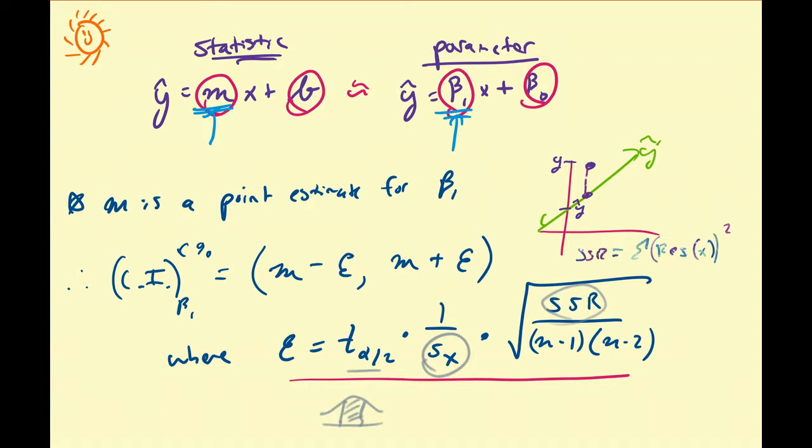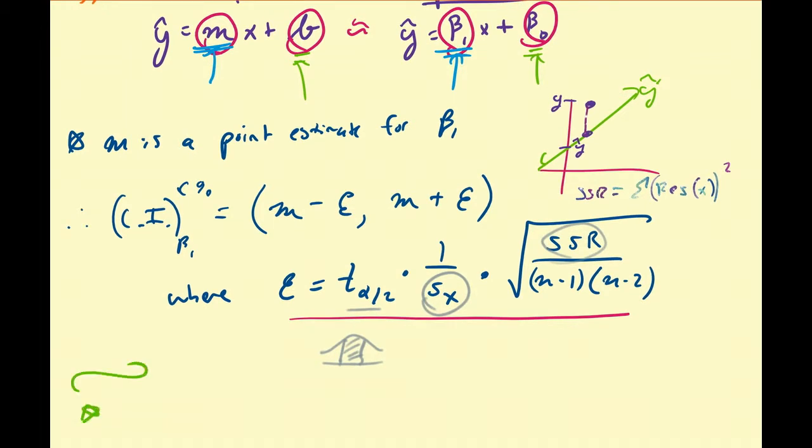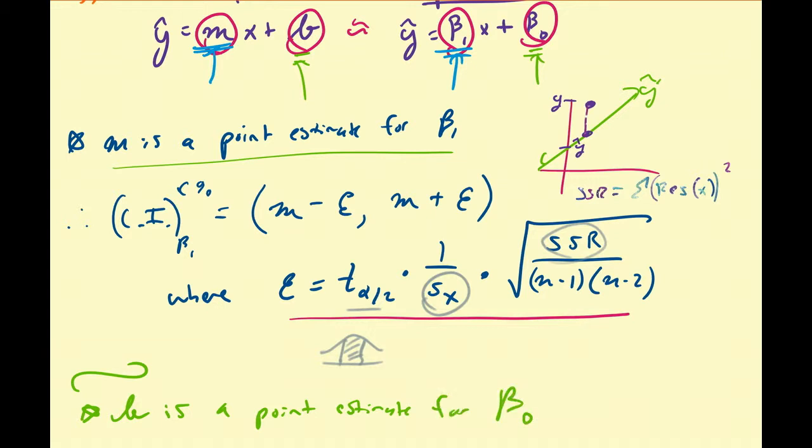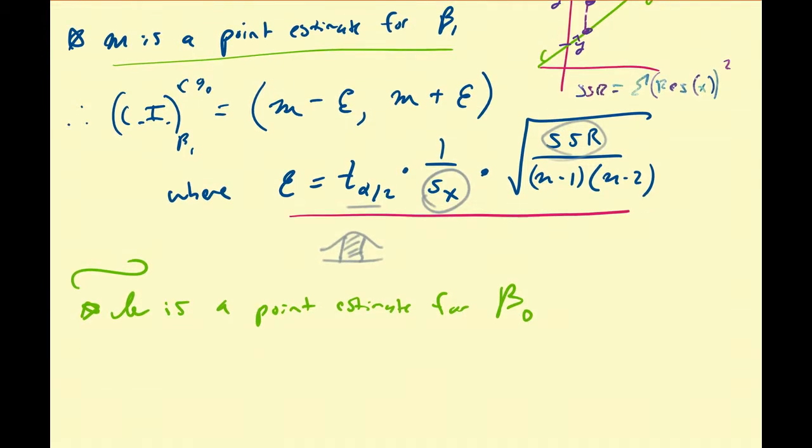Hello there, and in the last video we talked about how to construct a confidence interval for the slope of the line of best fit, which in this case we referred to as beta 1. In this video we're going to focus on a confidence interval for the other parameter, beta 0. And here that's going to be estimated by the intercept of our line of best fit, which is usually equal to b. So just as we said last time, m is a point estimate for beta 1. Similarly, b is going to be a point estimate for beta 0. So if that is true, then we should have some idea of how to construct a confidence interval for it.